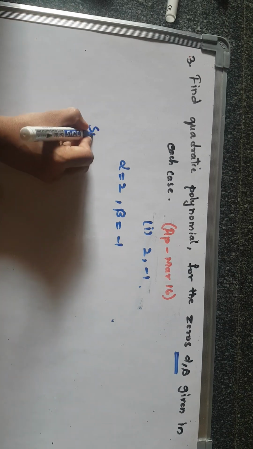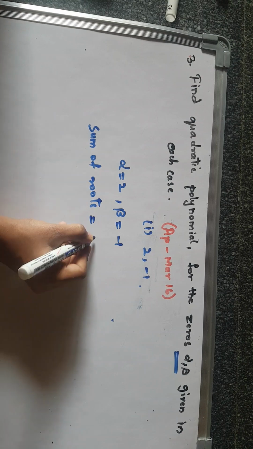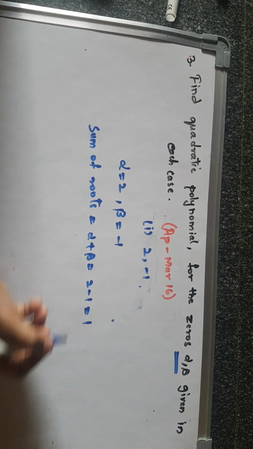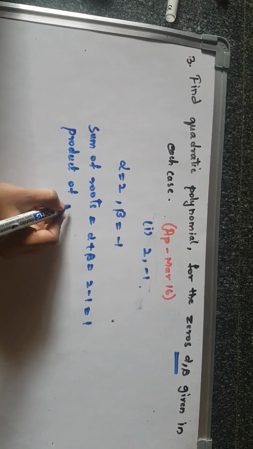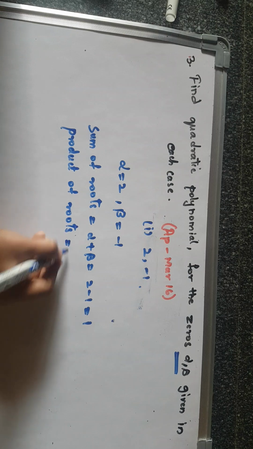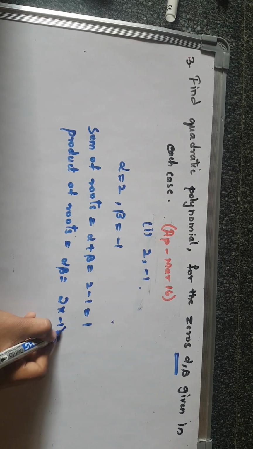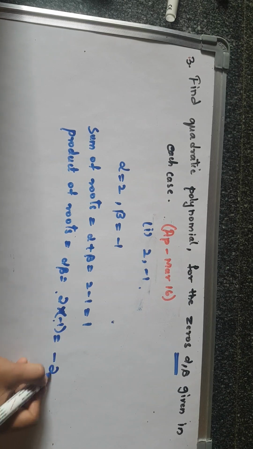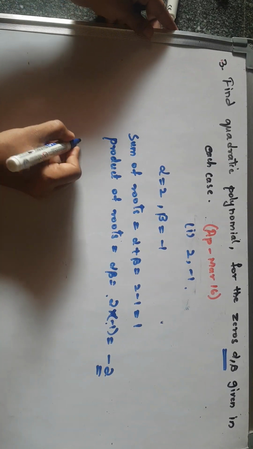So we have to find the sum of roots. Sum of roots is alpha plus beta, which is 2 minus 1, equals 1. Product of roots is alpha into beta, which is 2 into minus 1. Plus into minus becomes minus, 2 ones are 2, so minus 2. So what is the polynomial form?